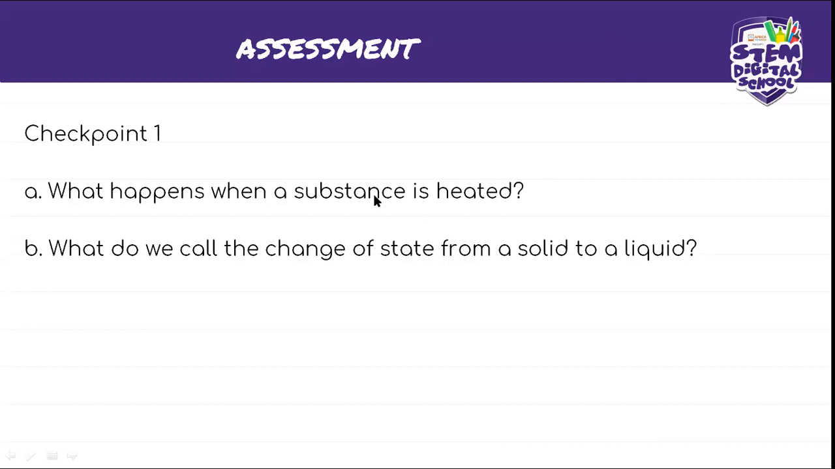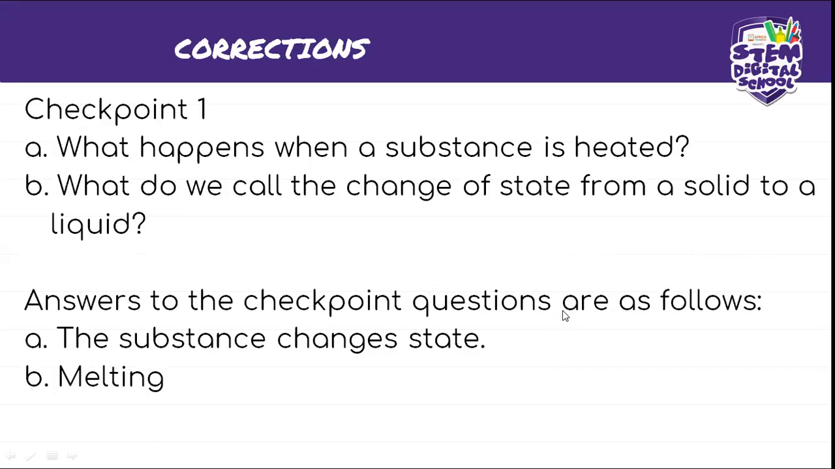All right. So what happens when a substance is heated? Some of you gave the answer, it melts. What do we call the change of state from a solid to a liquid? There is a term for that. Now, what happens when a substance is heated? The substance changes state. Perfect. What do we call the change of state from a solid to a liquid? We call it melting. Perfect.